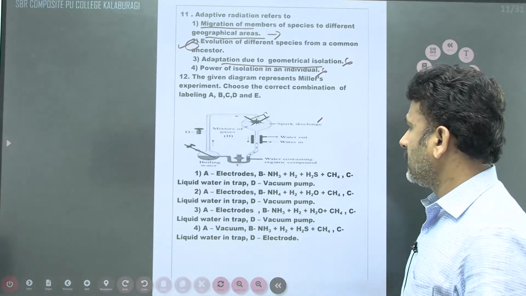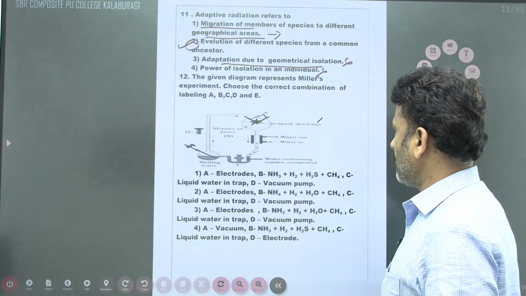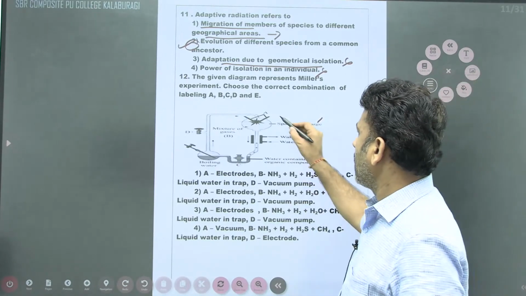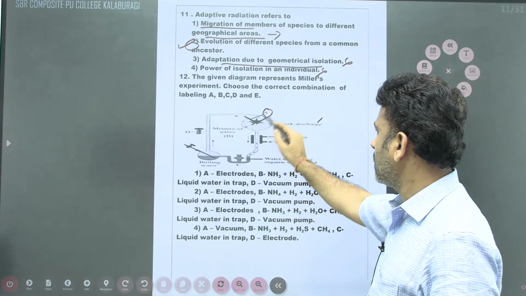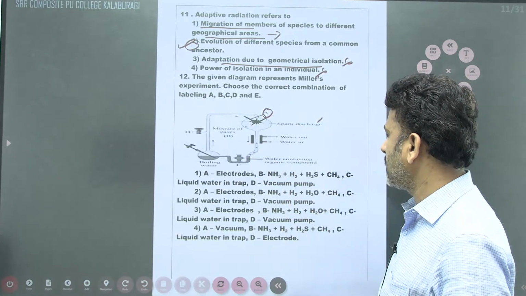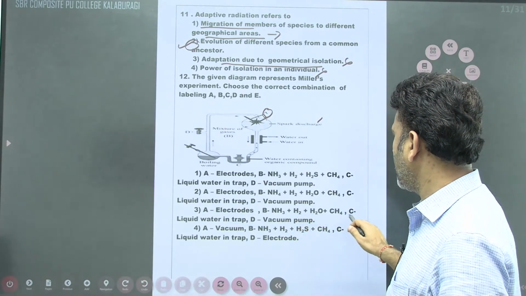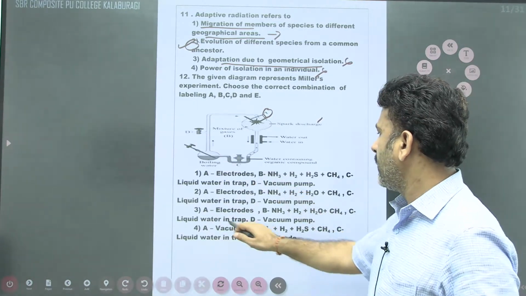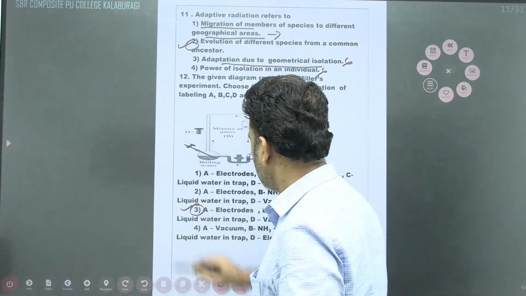Next, the given diagram represents Stanley Miller's experiment. Choose the correct combination of the labelings A, B, C, D, E. A is the spark chamber, the electrodes. Then the second one, B, is the mixture of gases, like ammonia, hydrogen, water, and methane gas. Then C is the liquid water in the trap, and D is the vacuum pump. So that's why the option is the third one.